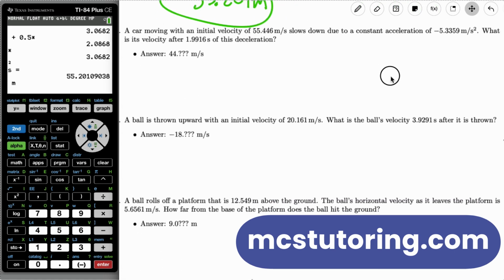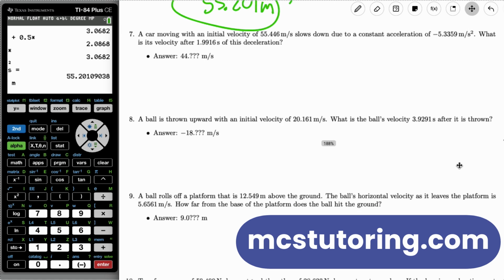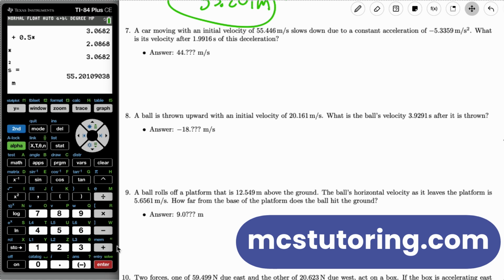Okay, good. We're halfway through this. We're making good progress here. And again, I apologize. Everything's barely fitting, but I need it to be huge so I can see.